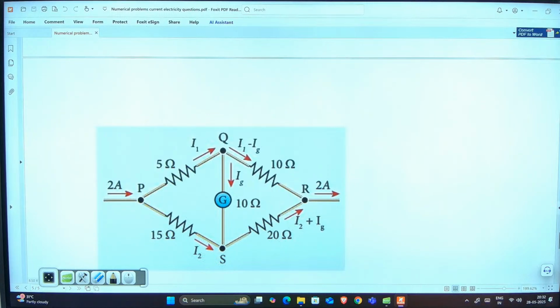Tell me any three equations. Choose any loop. Suppose you choose PQSP. Tell me the equation. 5I1 plus 10IG minus 15I2 is equal to 0. Write down: 5I1 plus 10IG minus 15I2 is equal to 0.